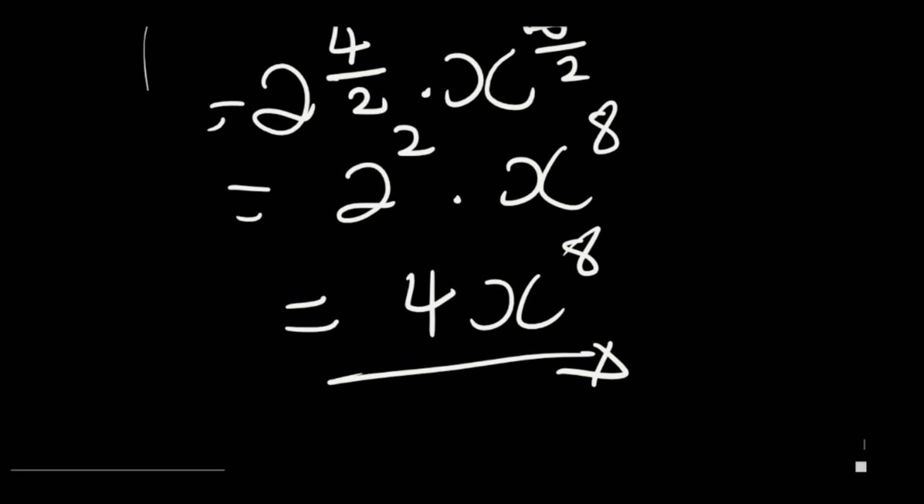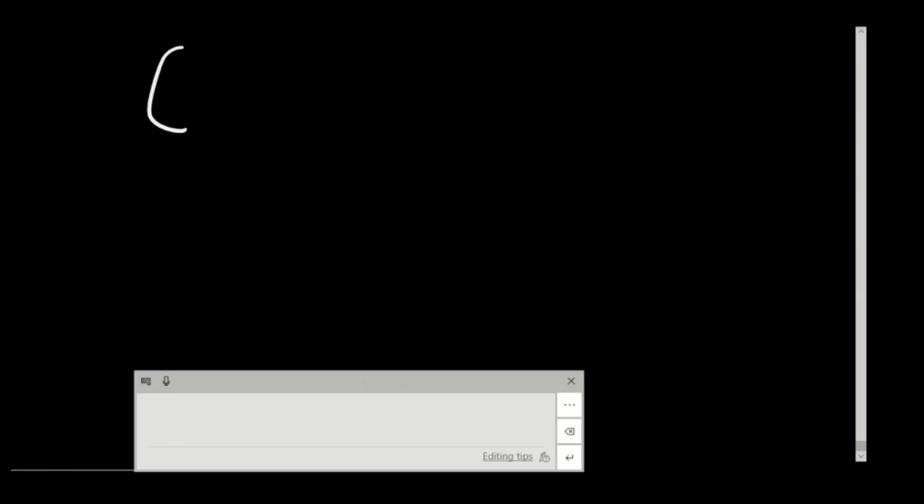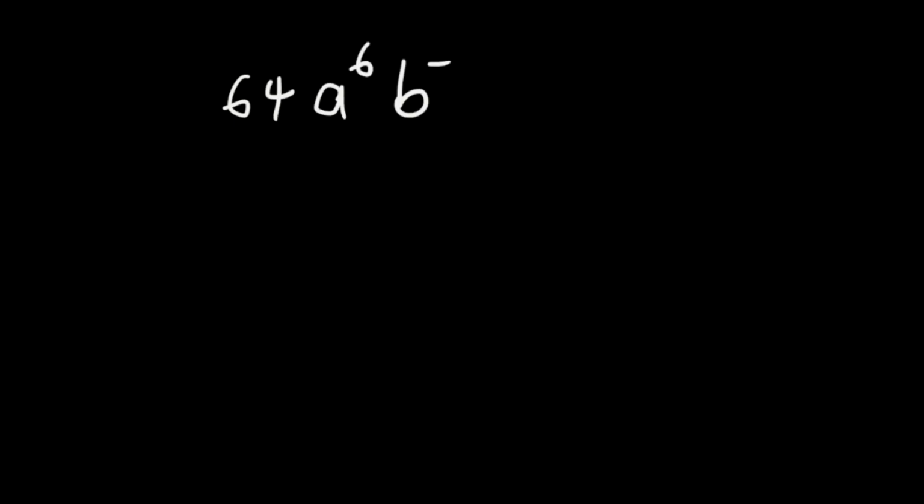Okay, so say now we are doing another one that is more interesting. Let's say we're having 64, a to the power of 6, b to the power of minus 3, all to the power of 2 over 3, right? Let's say you have something like this.